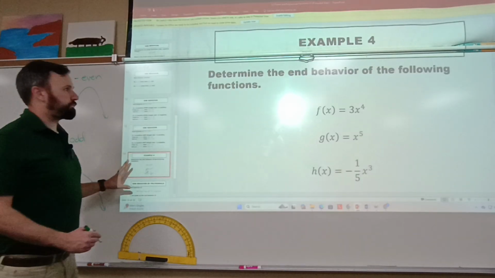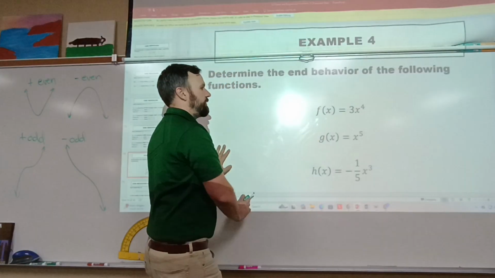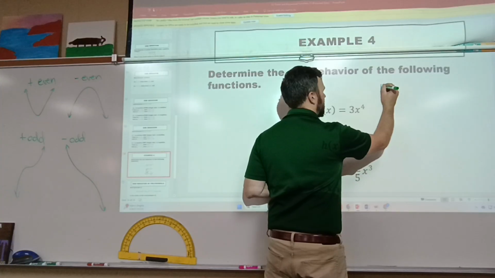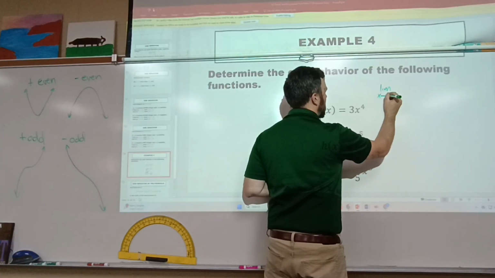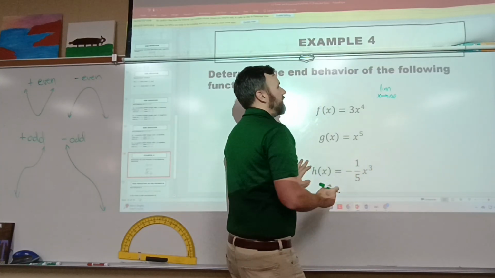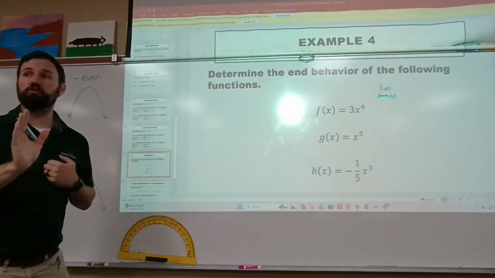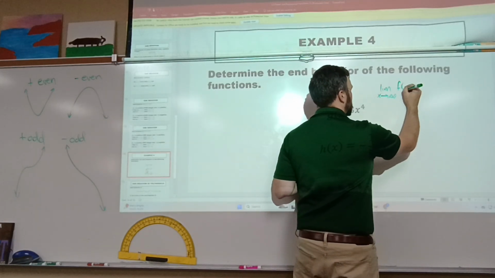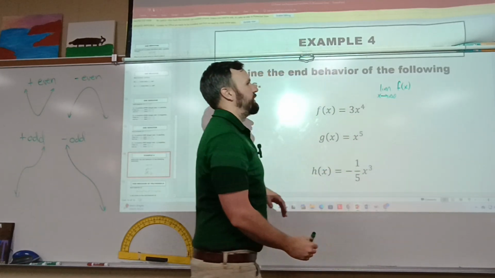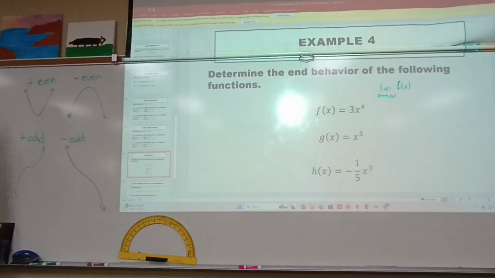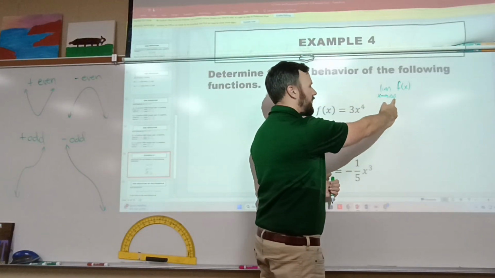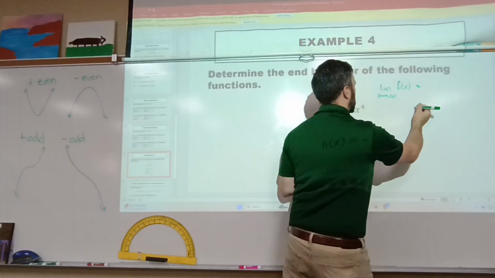So just determine the end behavior. We're going to have two end behaviors. Here's how I write it: limit as x approaches infinity. So that's saying as I go to the right, what's going to happen? I don't know how many of you have seen limit notation, but don't be afraid. That's just saying as x goes to infinity, what's my function going to do? As I go to the right, what's this going to do?